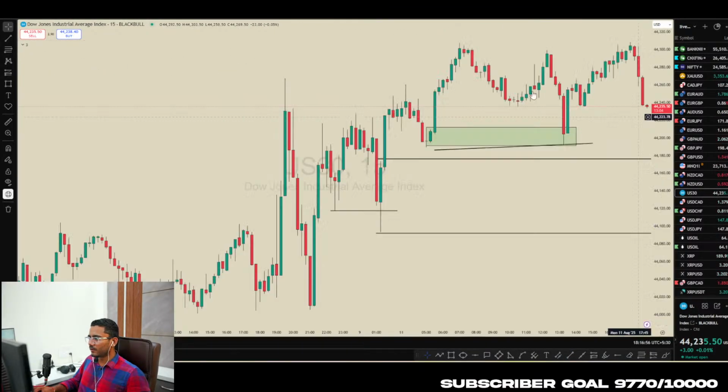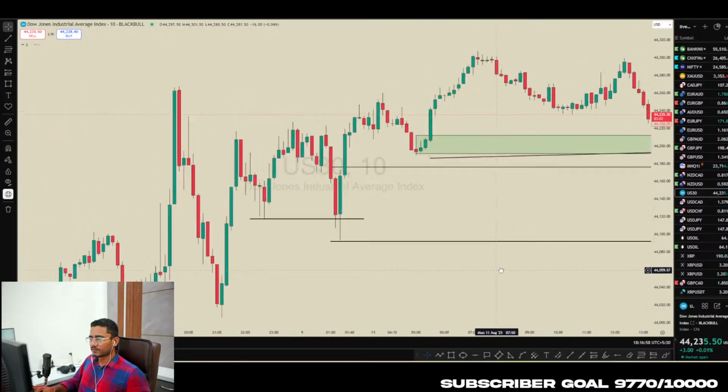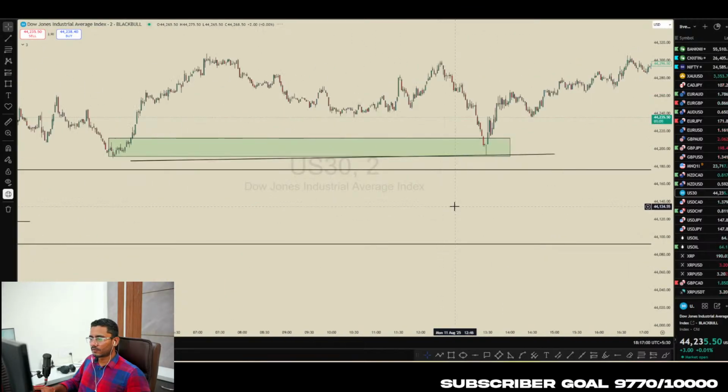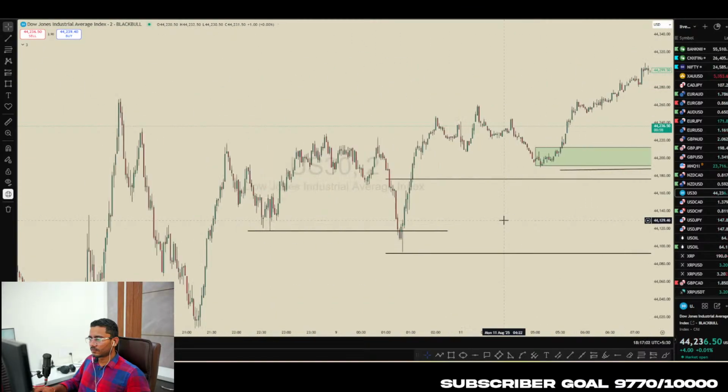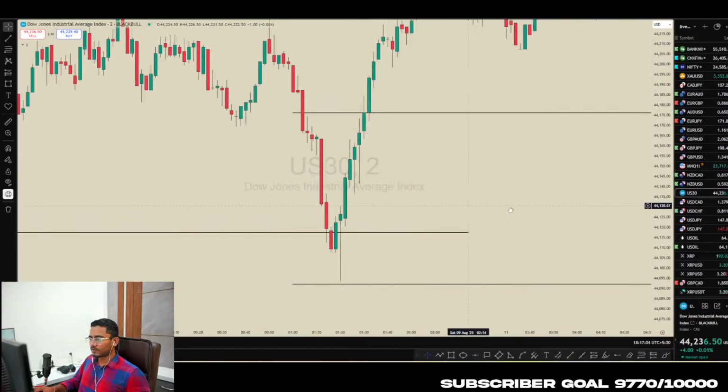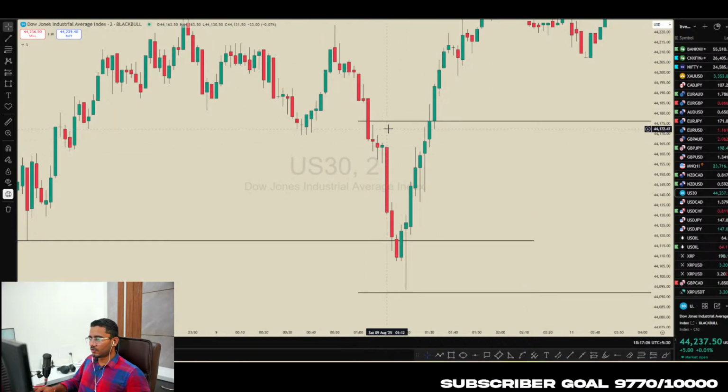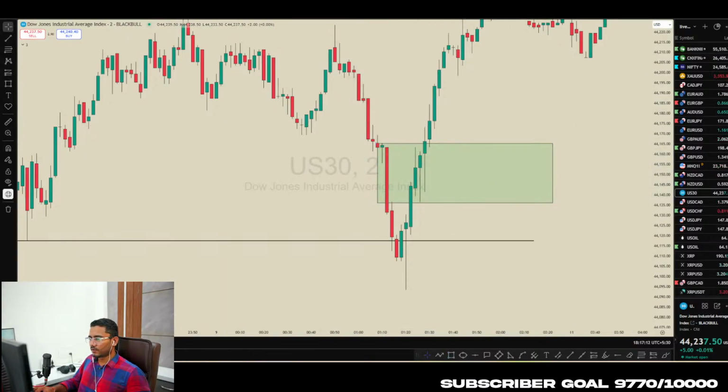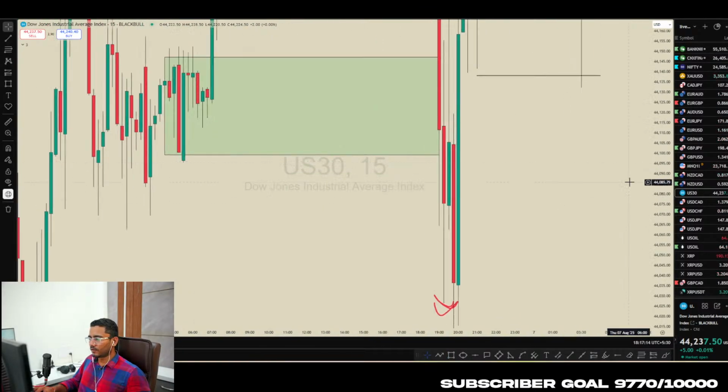If we go to 5 minutes, this is the move which took out the liquidity. So we'll try to mark this area as a zone for entry. Another zone is below this area.